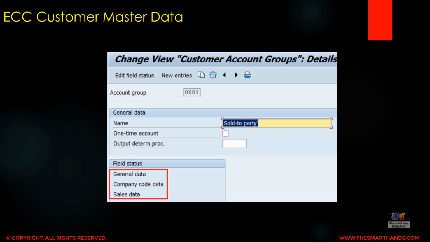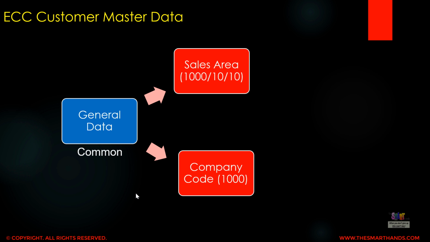Now before we start, let us see the ECC customer master model that we use. As you know, in ECC, when we create a customer, we have basically three types of data. One is the general data, then we have the company code data and the sales data. So keep that picture in your mind.